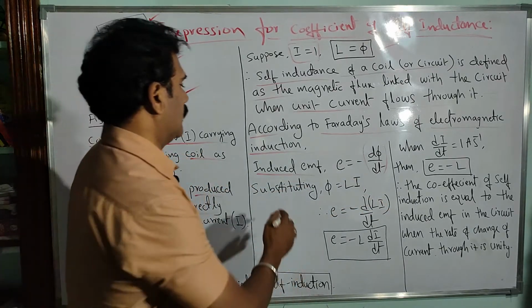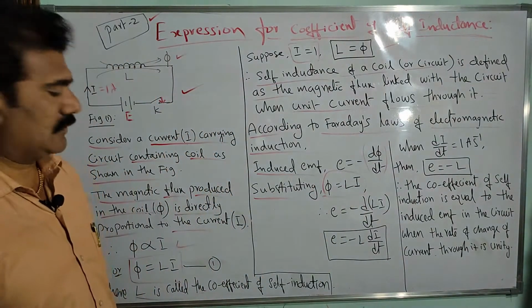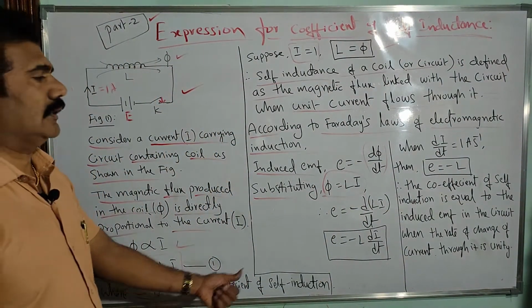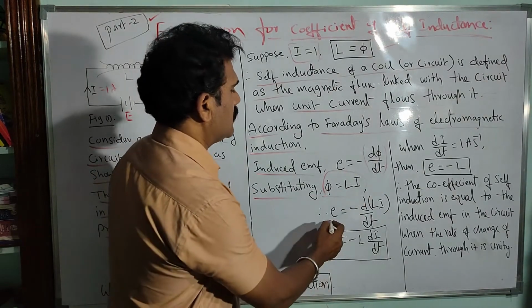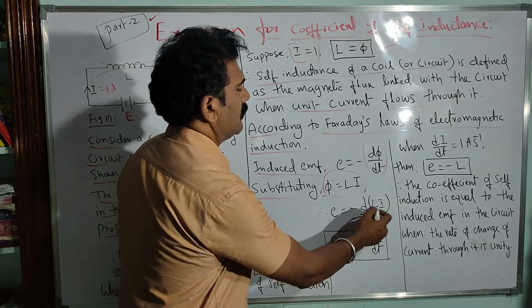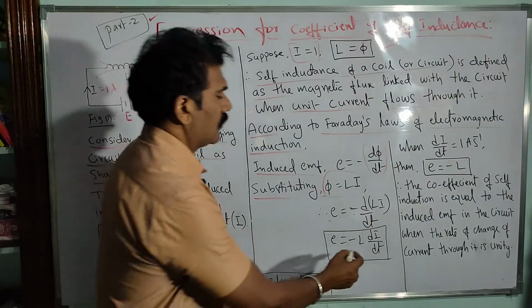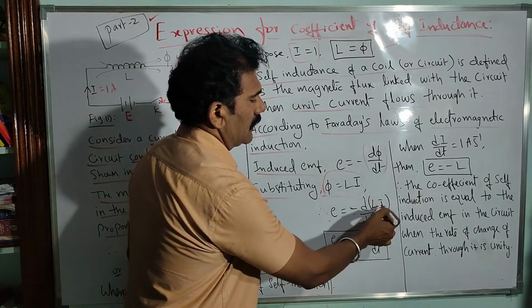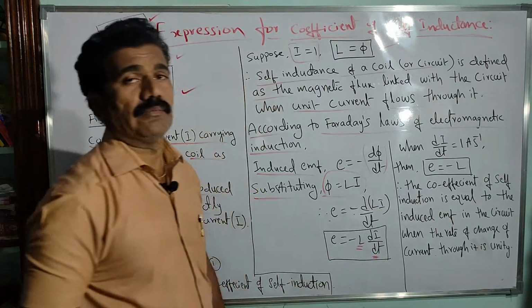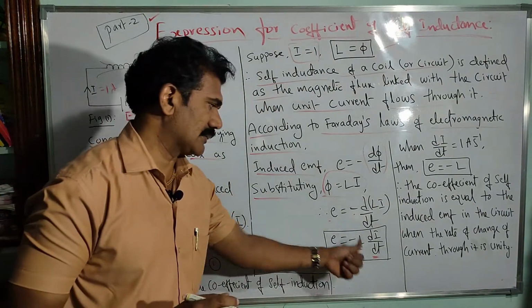Clear? Now substitute the value phi is equal to Li from equation 1 in the above equation. So we get V is equal to minus d by dt of Li, where L is a constant for the given circuit. Therefore, minus L into the rate of change of current, because the variable possibility is for the current, not for the inductance. L is constant here.